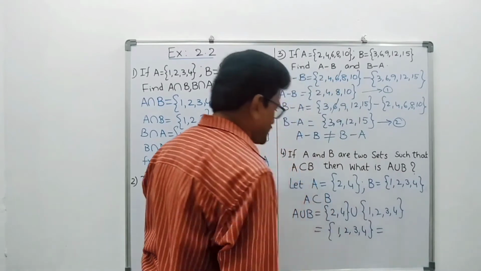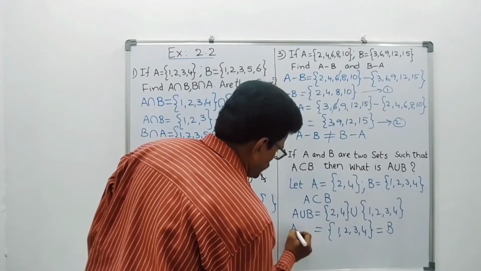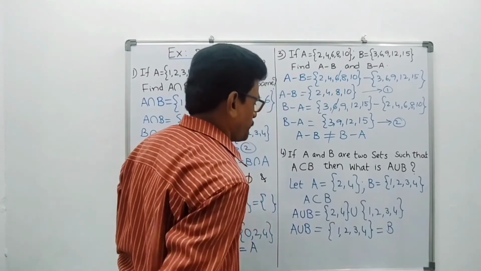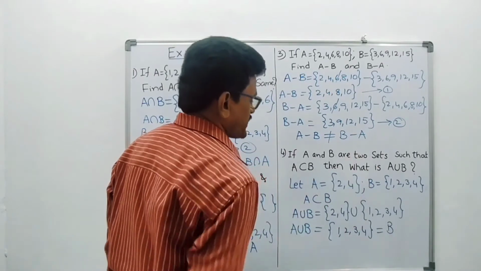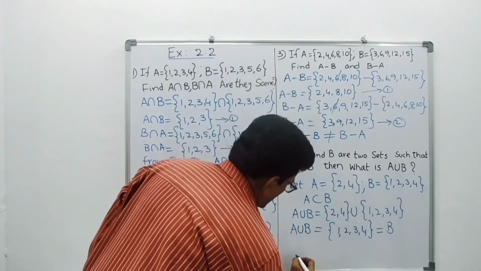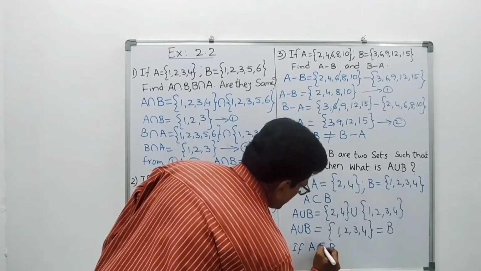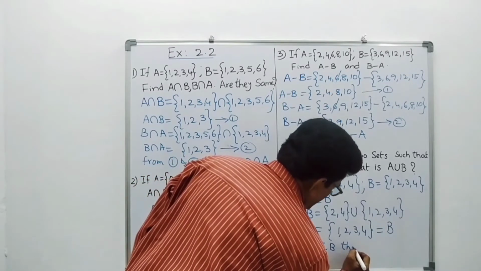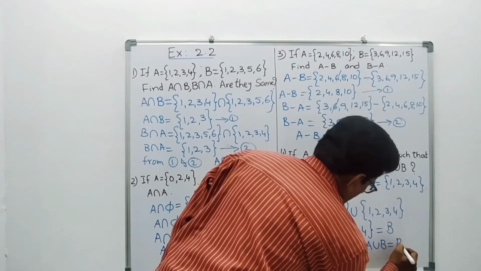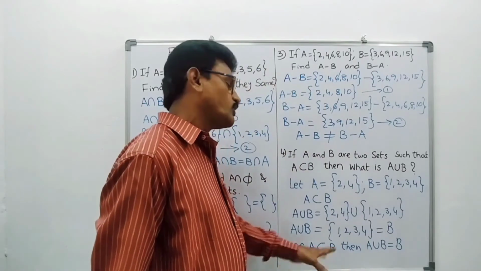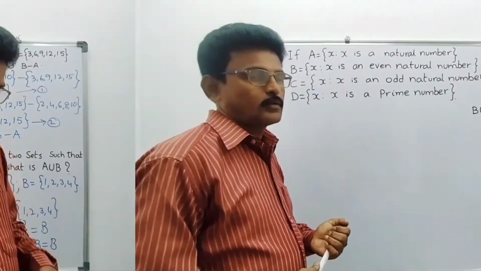This is nothing but set B. Same result we are getting for A union B. Again we are getting B. Why? Because A is a subset of B. So what is A union B? Set B. By this we can write: if A is a subset of B, then A union B is equal to the big set B. And A intersection B will give set A, the small set A. Right, we will do some more.